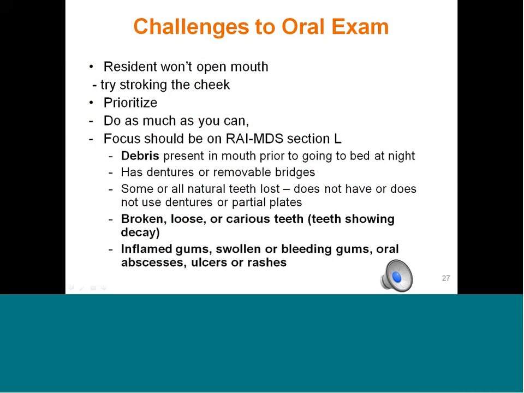Next, you want to prioritize. You have to do as much as you possibly can. Focus on what the RAI-MDS Section L includes. Debris present in the mouth prior to going to bed at night. Have the dentures been removed? Some or all natural teeth lost. Does not have or does not use dentures or partial plates. Are there broken, loose, or carious teeth, which are teeth showing decay? And inflamed or swollen gums or bleeding gums, oral abscesses, ulcers, or rashes.